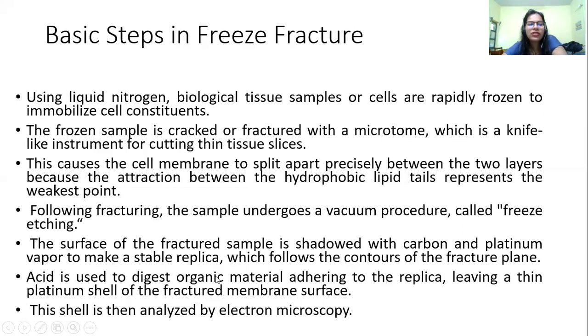Now, then we use acid to digest organic material adhering to the replica. So whatever the plasma membrane is left over, it will be removed and only the replica will be present. Now this replica will be taken to the electron microscope in order to study the structures. So this is how plasma membrane structure was studied and revealed. Okay, so let's see with the help of the diagram.